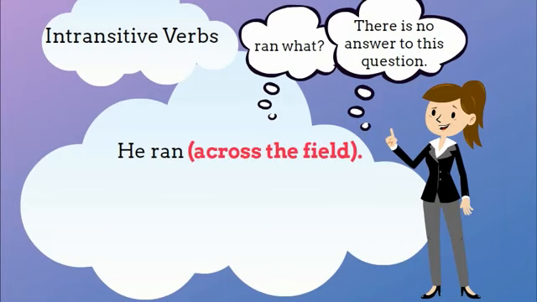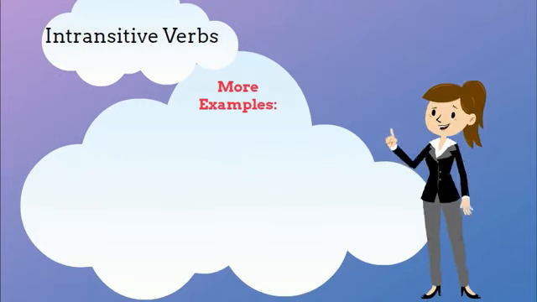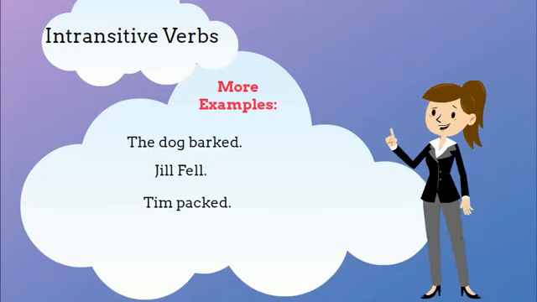Even if a phrase followed the verb, such as across the field, to read, he ran across the field, it still doesn't answer the question who or what. Instead, it answers where. Across the field. Therefore, the verb is still intransitive. Here are some more examples of intransitive verbs. The dog barked. Jill fell. Tim packed.